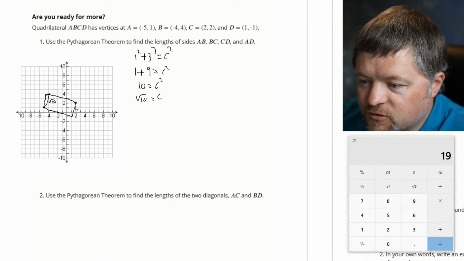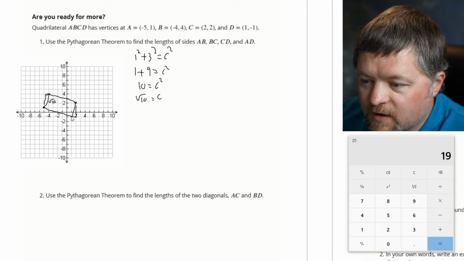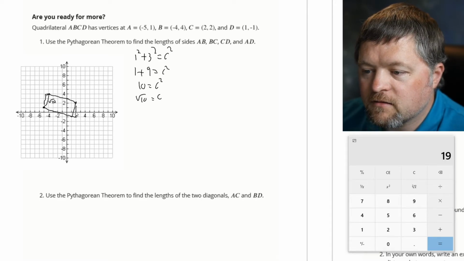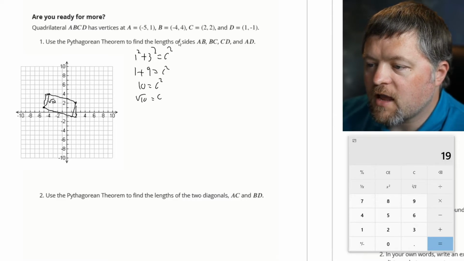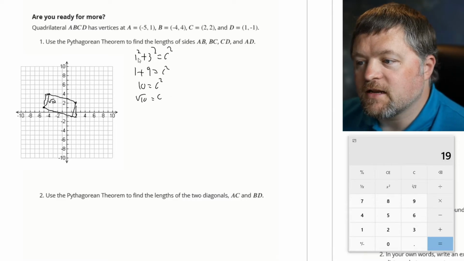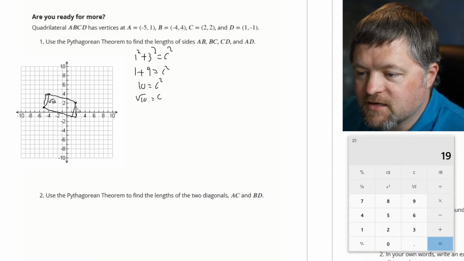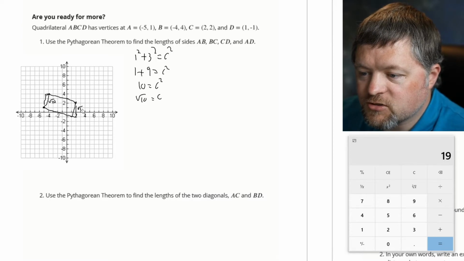Let's do this other short side. Well, this is also a 1 by 3 triangle. We already calculated a 1 by 3 triangle. This side has a length of the square root of 10.